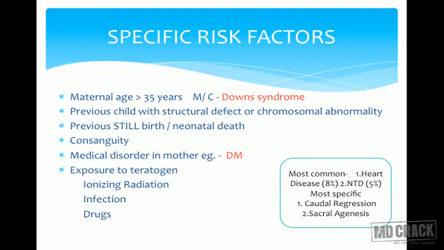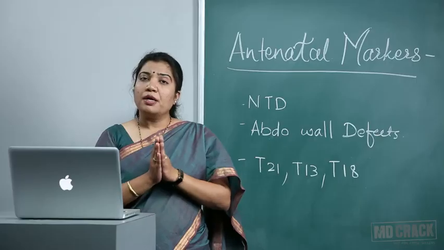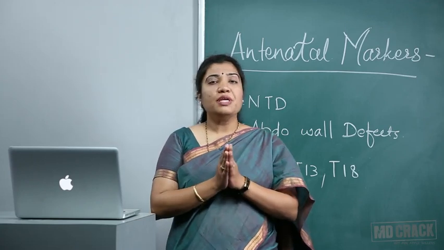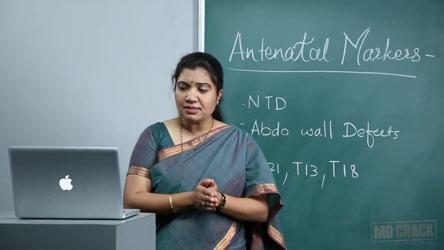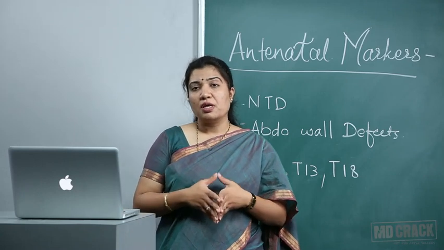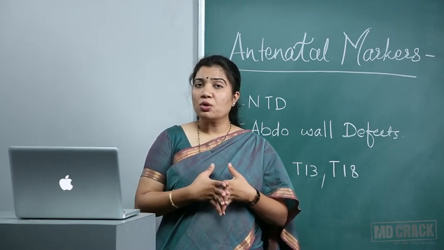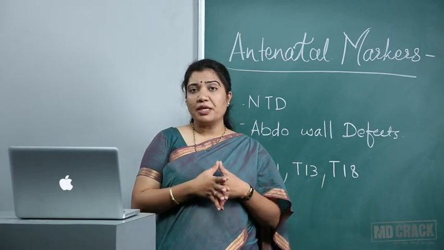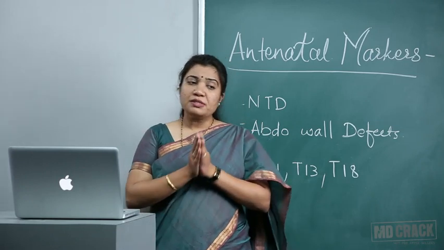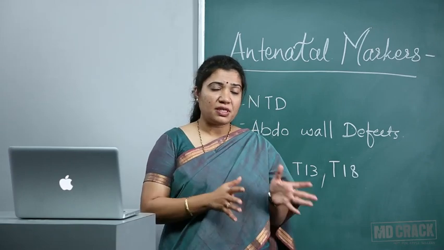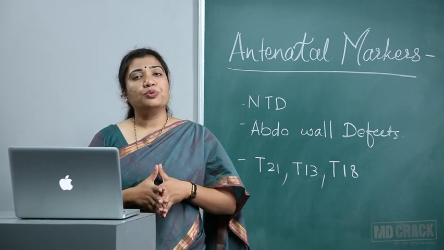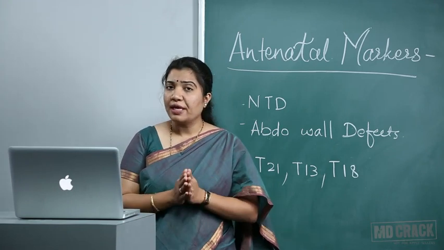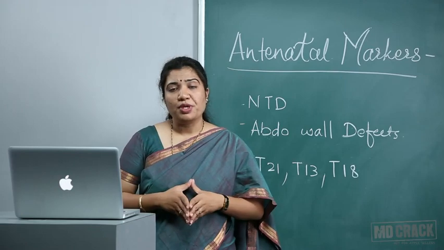If there are medical disorders in the mother, like diabetes mellitus. Diabetes, if it is uncontrolled, gives rise to many structural abnormalities. Most common are heart diseases or neural tube defects. And specific defects are caudal regression syndrome and sacral agenesis. So if diabetes is uncontrolled, whenever she conceives, if the HbA1c levels or the sugar levels are very high at that time, then the fetus is likely to have structural abnormalities.